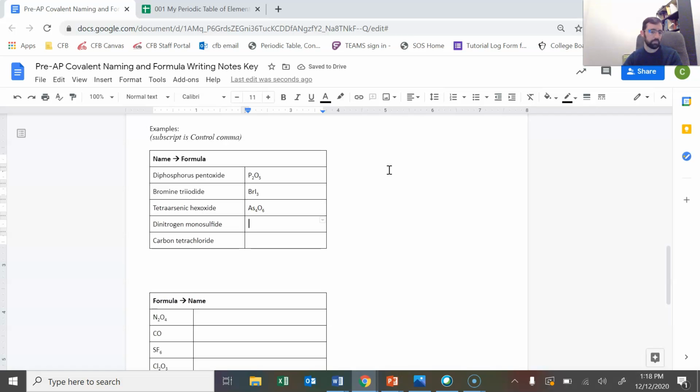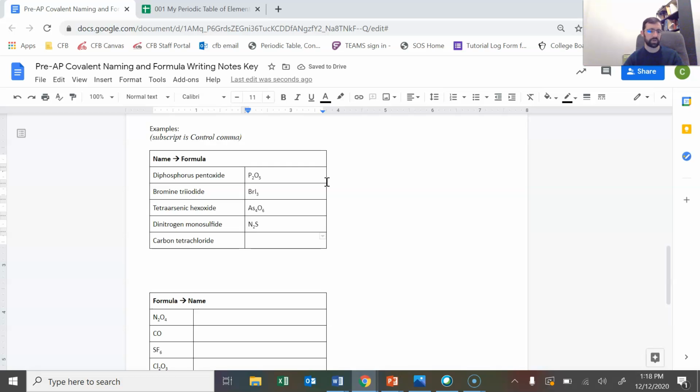Okay, dinitrogen monosulfide. 2 nitrogens, so N2, and then mono means 1 sulfide, which is sulfur, so just N2, and then S.